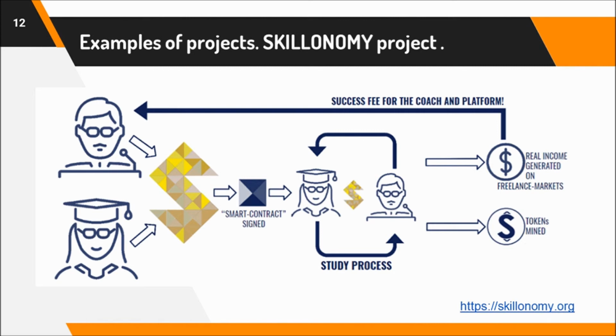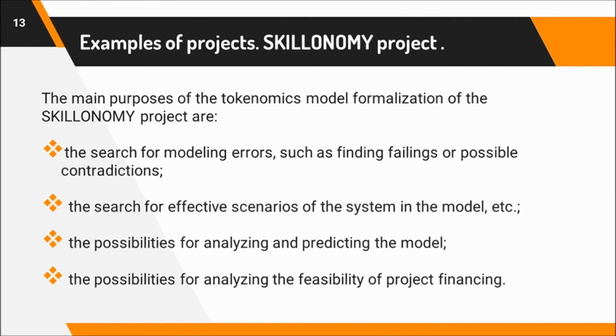Developing the Skylonomi project required a set of central functions of the blockchain for ensuring a stable and efficient system that works. The main purposes of the tokenomics model formalization of the Skylonomi project are the search for modeling errors such as finding failings or possible contradictions, the search for effective scenarios for the system in the model, the possibilities for analyzing and predicting the model, and the possibilities for analyzing the feasibility of project financing.